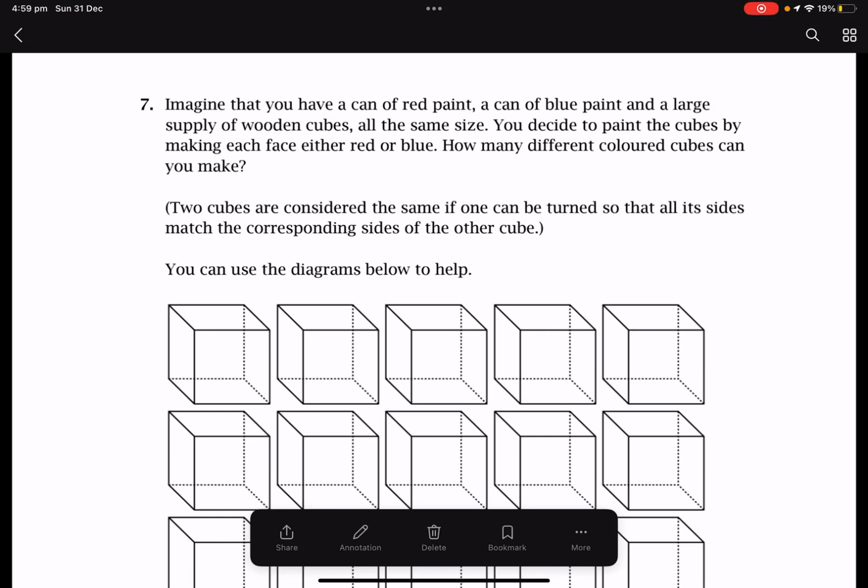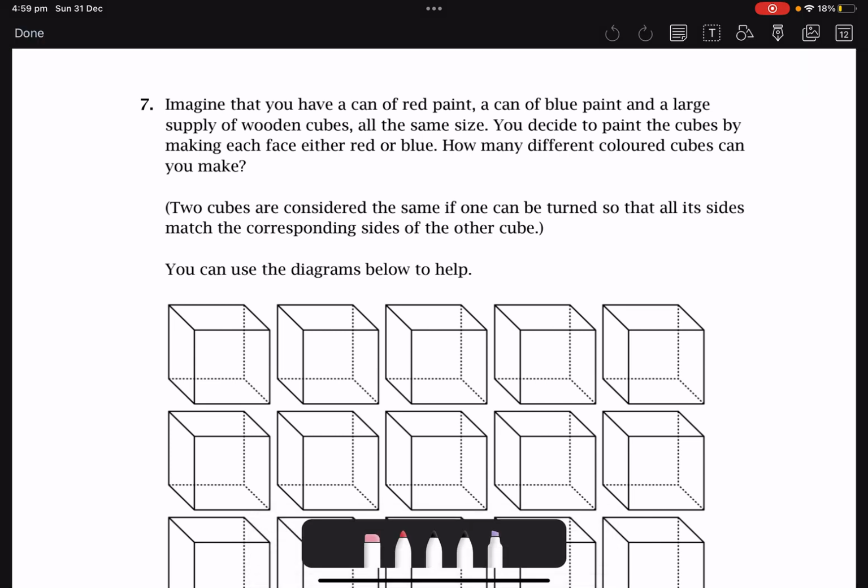I'm going to go through the St. Paul's Girls' School paper. Section C, question 7. Imagine that you have a can of red paint, a can of blue paint, and a large supply of wooden cubes, all the same size. You decide to paint the cubes by making each face either red or blue. How many different coloured cubes can you make?